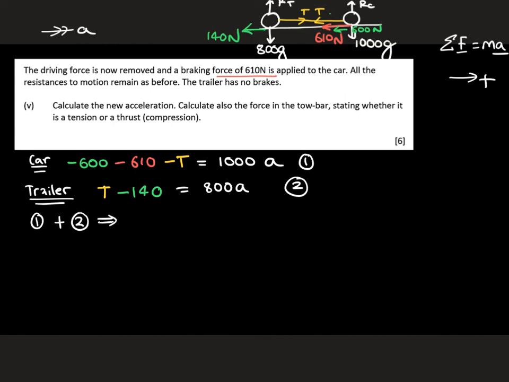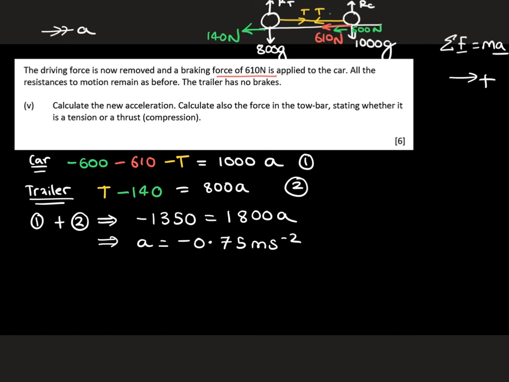What will that give us? It will give us a value of minus 1,350 on the left is equal to 1,800a on the right-hand side. So what does my acceleration equal? It equals negative 0.75 meters per second squared. So essentially there is a deceleration going on here, but it's fine to just write acceleration equals negative 0.75 meters per second squared. We're not asked for the magnitude, we're asked for the acceleration.